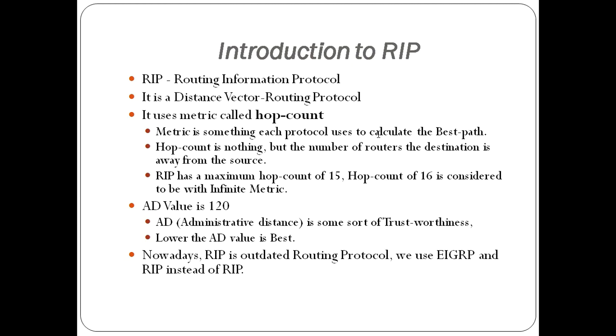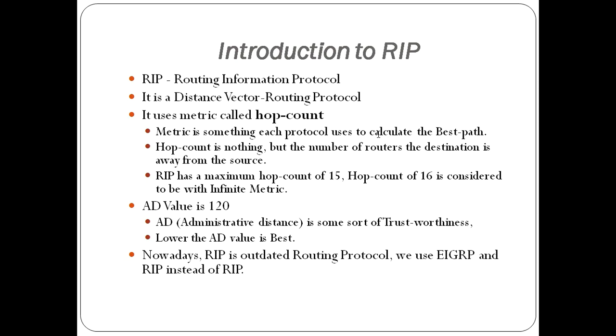Then we move on to AD. The AD value is 120. What is AD? It is administrative distance. It is some sort of trustworthiness of the routing protocol. The lower the AD value, the better. If you have two routing protocols, RIP and OSPF, or RIP and EIGRP, whatever be the routing protocol, and the same network to reach a particular destination, the router uses AD as a tiebreaker. The router chooses the routing protocol with the lowest AD value.